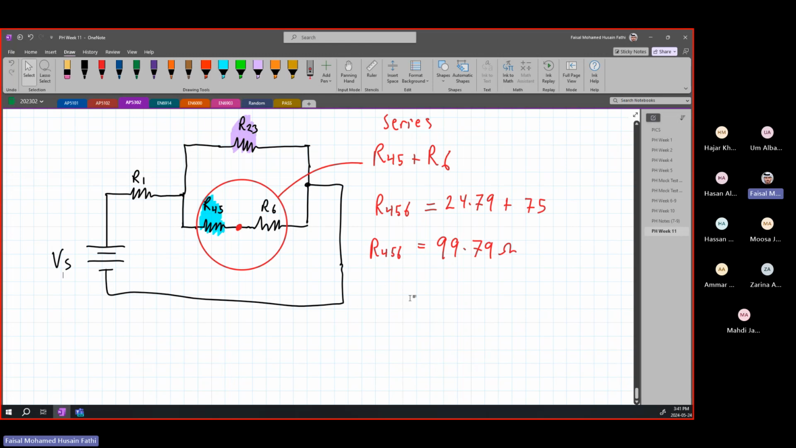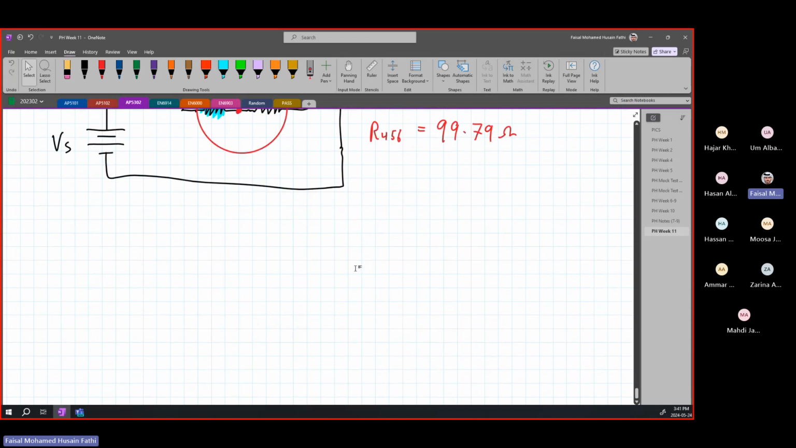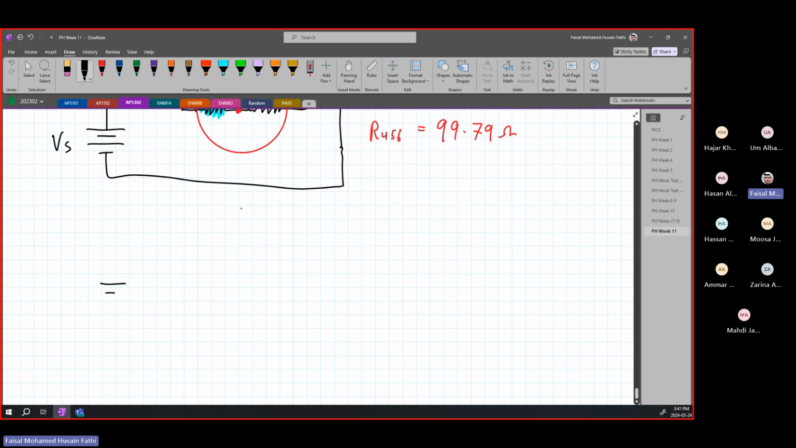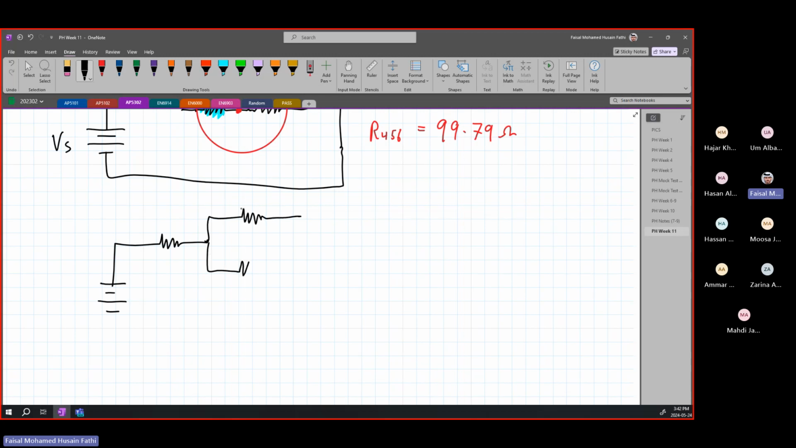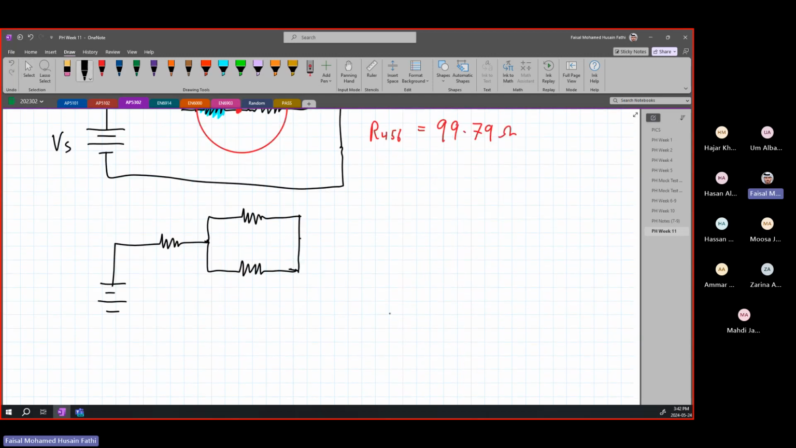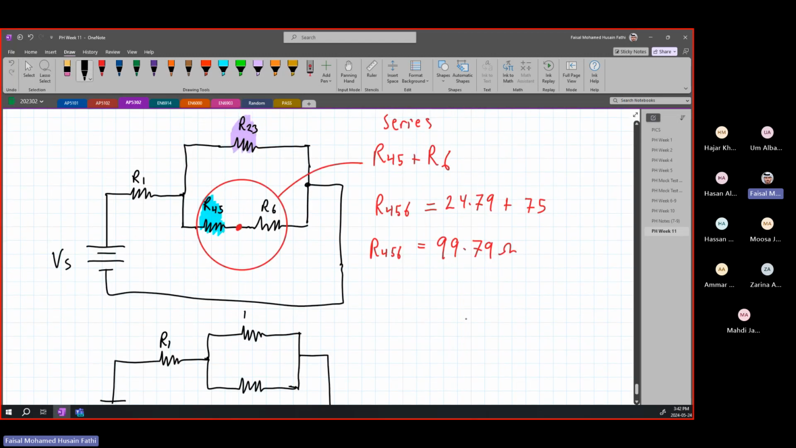Again, same thing here. Now we simplified the series part, so we can redraw the circuit again. We have our voltage supply here, or our voltage source. We have a resistor, and then we have a resistor up here. And then now we have one singular resistor down here. And that's pretty much it. Then it goes back to the voltage source. This was R1. This was R23 from earlier. And now this is R456 that we have found from the red circle above.